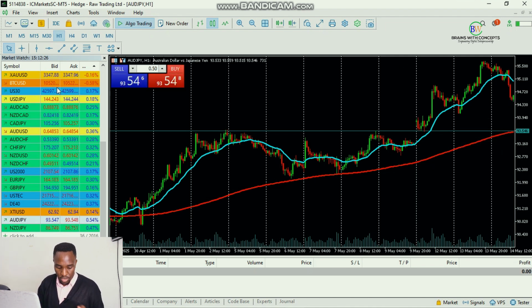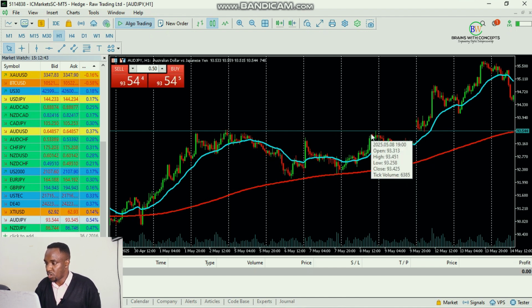Now, let me show you another example. Now, this one is another example. We can see here, price is pulling back or coming back to the 21 moving average. And this one gave us a bullish engulfing, which would have been our confirmation.